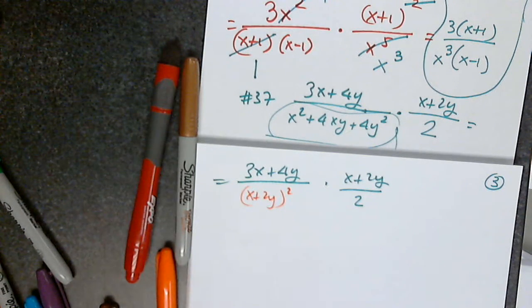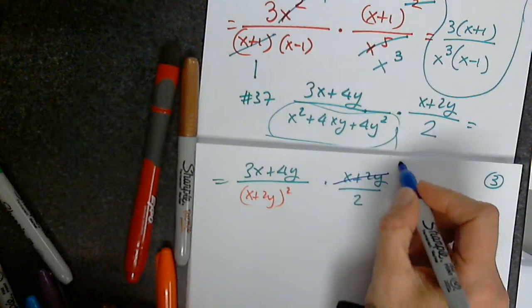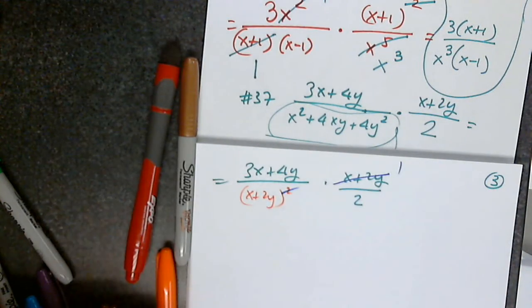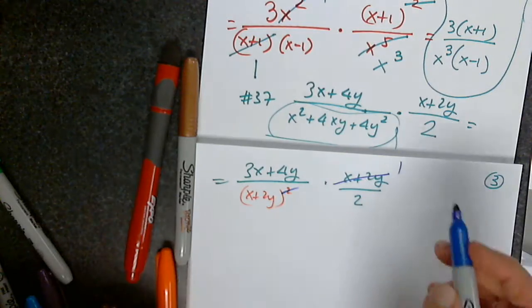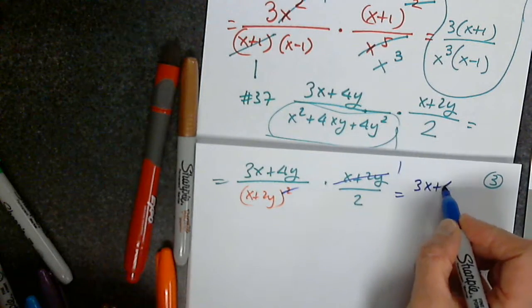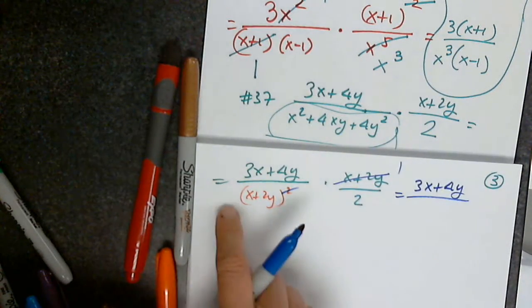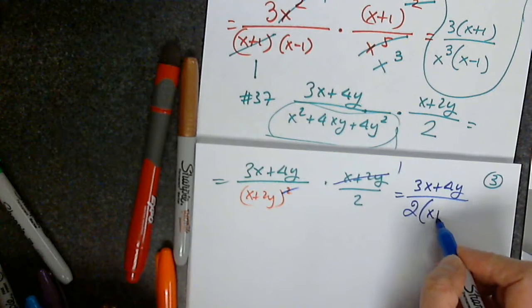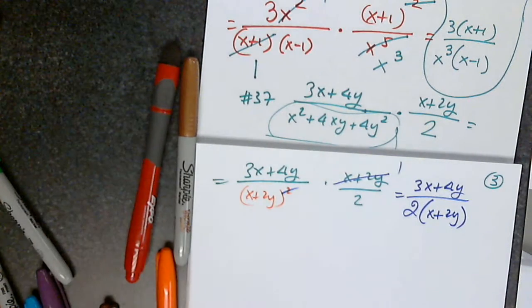Assuming all conditions are fulfilled, the only thing I can do is this. 1 from the top with 1 from the bottom. So 3x plus 4y, I put 2 in front, 2x plus 2y. Do not distribute the factors in the denominator.